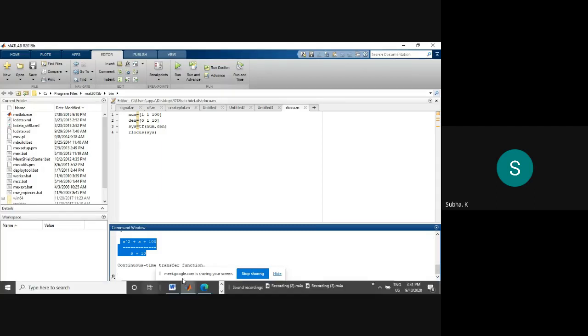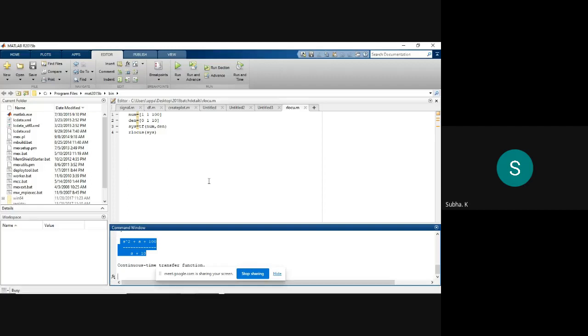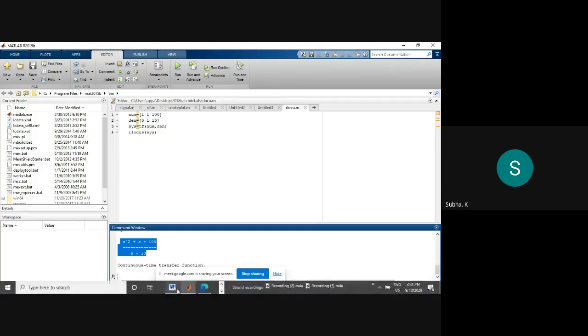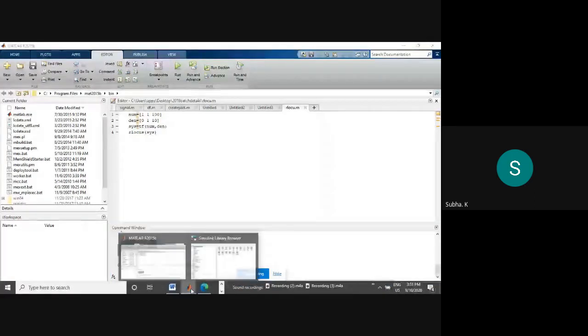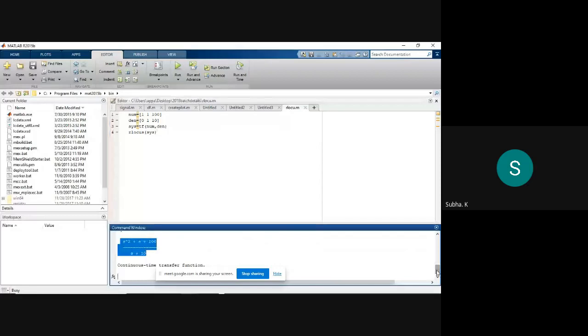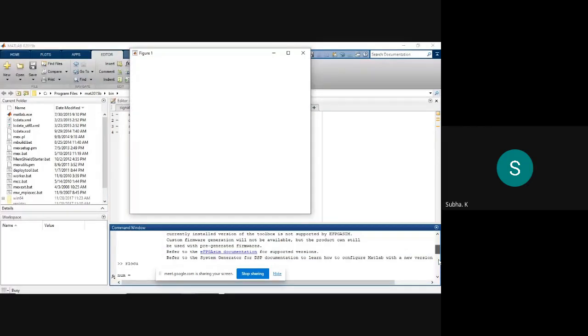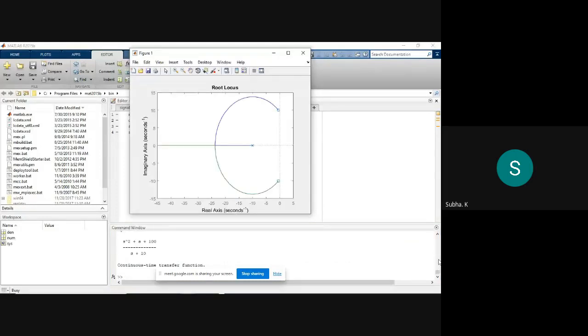And the root locus should be opening, but it is again taking a long time to open. One figure will be automatically opening, but I am not able to get it. Let me check when it will be opening. Now you can see, one figure is opening. All are able to check it out? Yes or no?